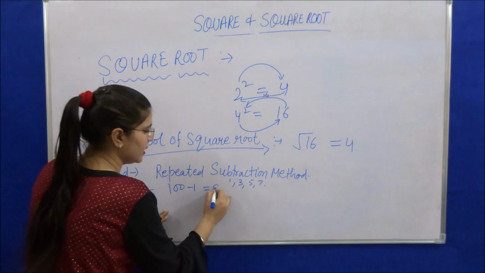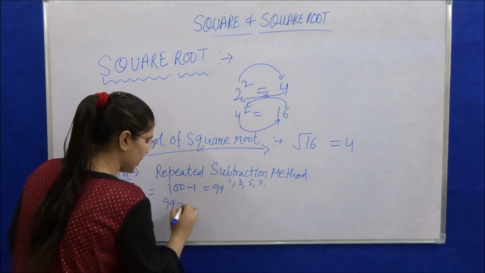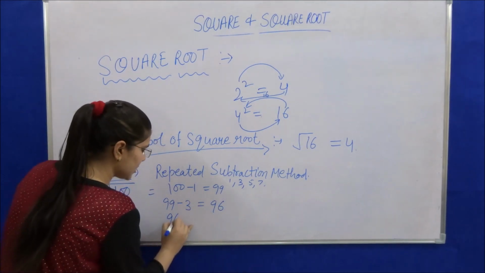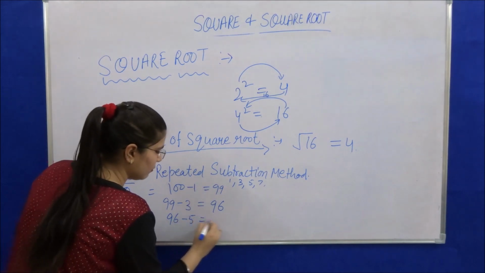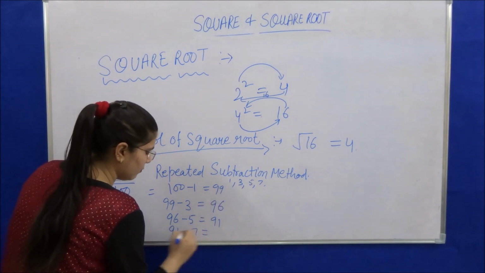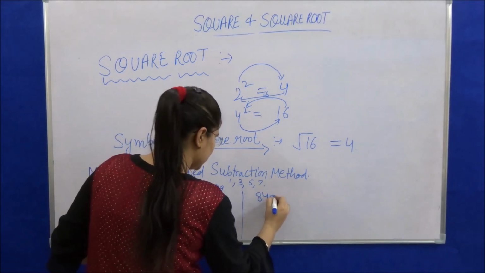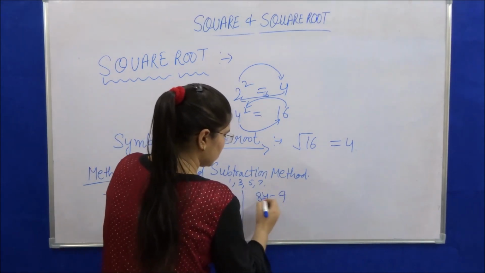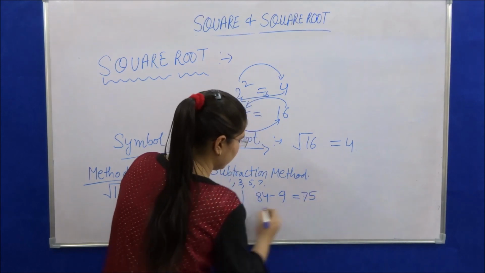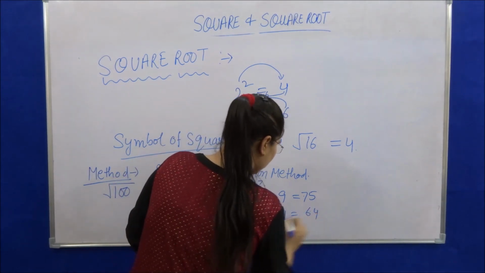100 minus 1 will be 99. Now 99 minus the next number, 3, will be 96. 96 minus the next number, 5, will be 91. Now 91 minus the next, 7, will be 84. Now 84 minus the next number, 9, will be 75. Now 75 minus 11 will be 64.